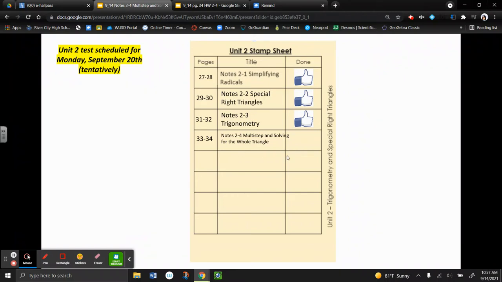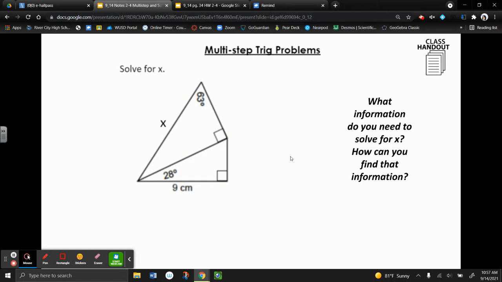All right, here's a video for 2-4, multi-step and solving for the whole triangle. So for this multi-step trig problem, we're solving for x, and we're kind of given two triangles. So here's what we're going to do.